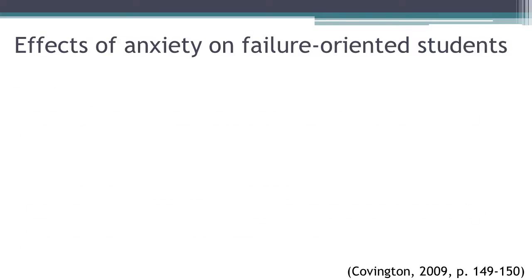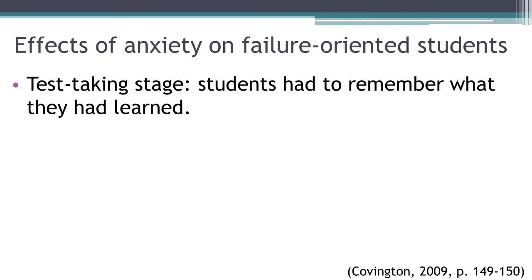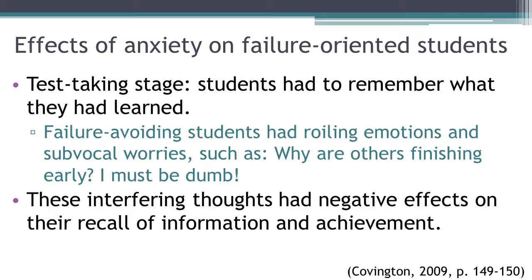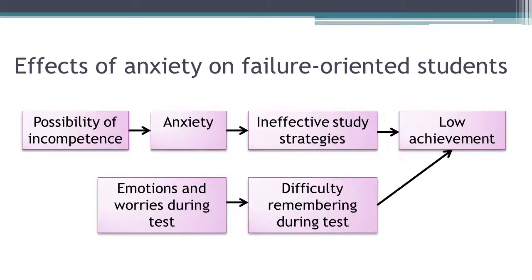In the test-taking stage, students had to remember what they had learned, but they were put in a situation with turmoil and tension. The failure-avoiding students had roiling emotions and subvocal worries, such as, "Why are others finishing early? I must be dumb." These interfering thoughts had negative effects on their recall of information and on their achievement. In this way, anxiety is not the direct cause of poor test scores, but rather the possibility of incompetence, which led to the anxiety, leads to ineffective study strategies, which leads to low achievement.